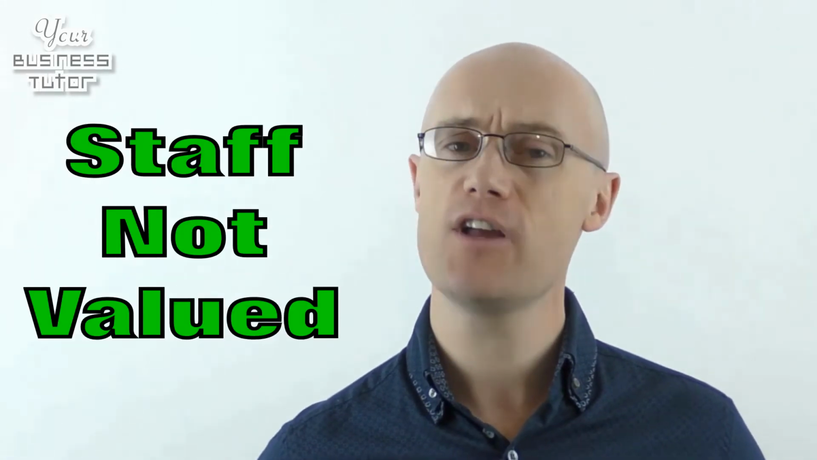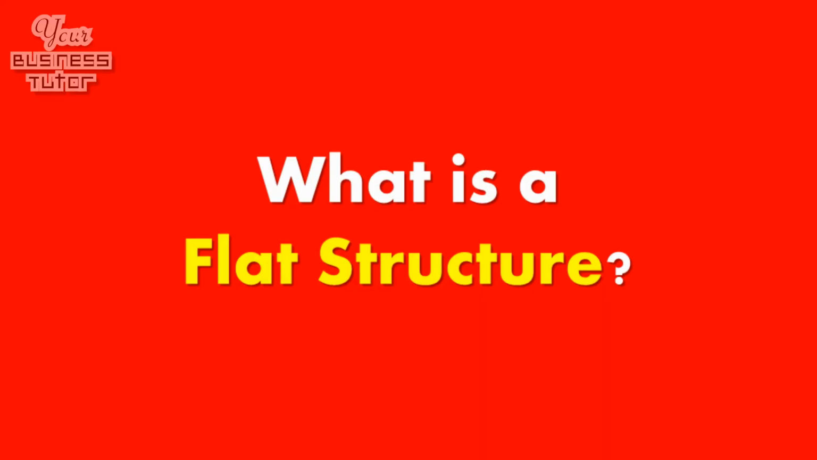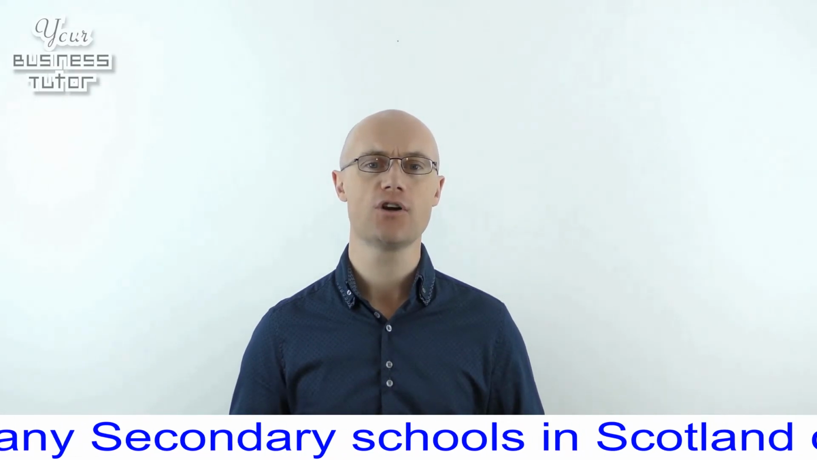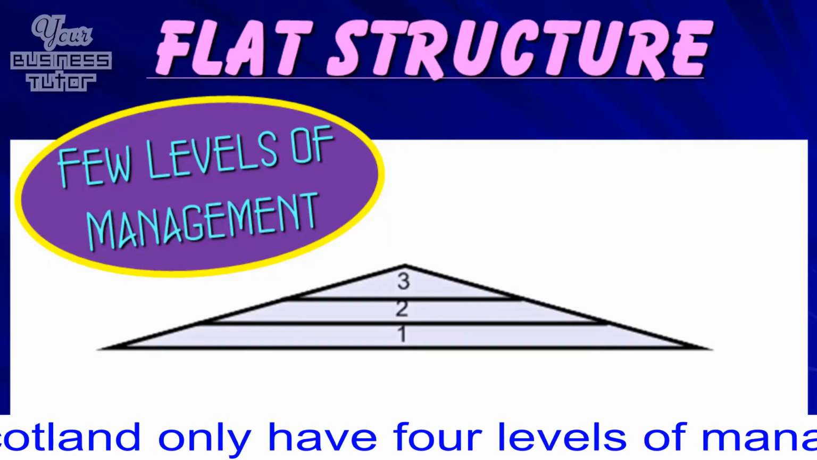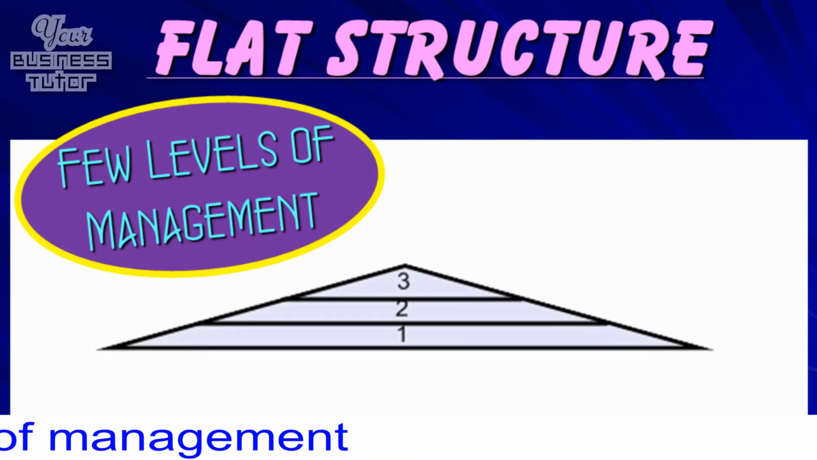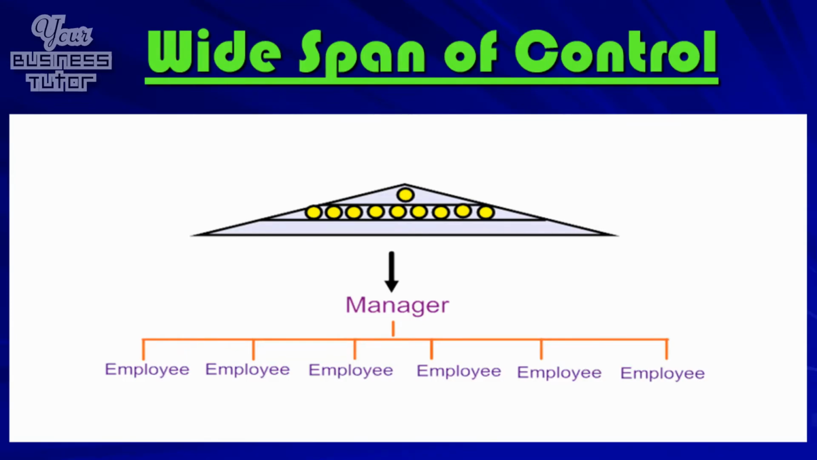This can have a negative effect on staff motivation and makes employees feel that they are not valued. A second way in which an organisation can design its management structure is by using a flat structure. This is the exact opposite of a tall structure and therefore has few levels of management, as can be seen in the diagram shown. As you would expect, a flat structure is designed with wide spans of control, which means each manager in the structure supervises a lot of staff.